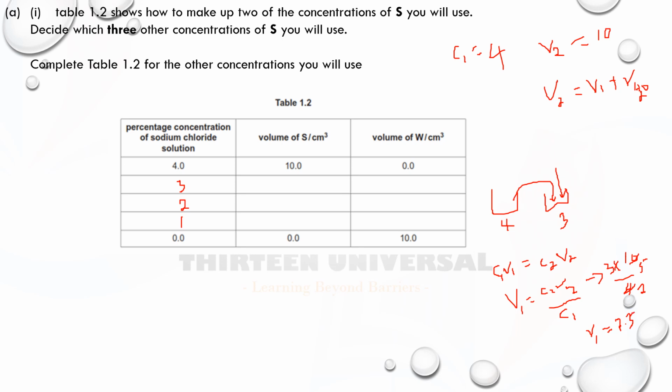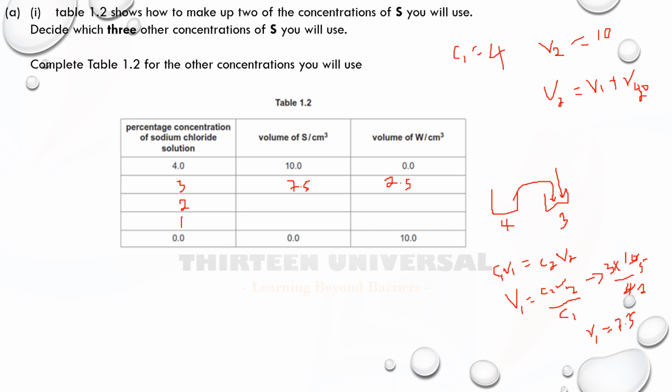Sorry, that's 7.5, not 7.3. So here it is going to be 7.5, guys. And don't forget, how much water will I add to 7.5 to make 10? I'm taking 7.5 cm cubed from 4. If V2 is 10 and V1 is 7.5, the volume of water will be V2 minus V1. So 10 minus 7.5 is my volume of water, which is 2.5. Very important.